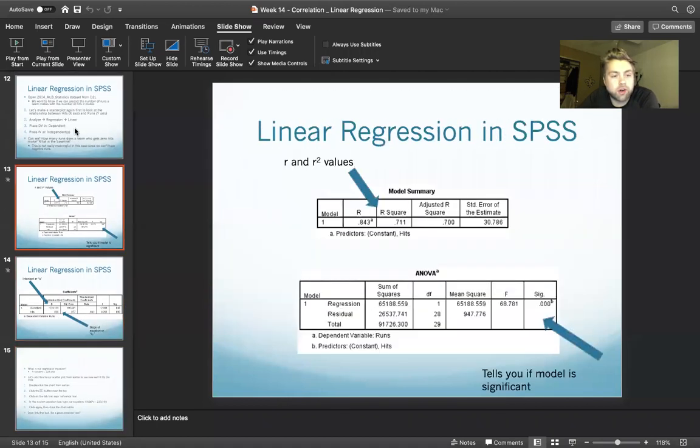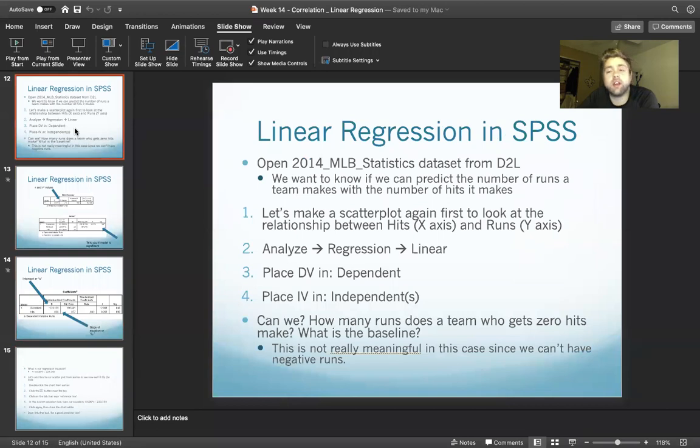I'm going to keep it pretty short, guys. That's how you run a regression. That's how you can predict the Y values from the X.